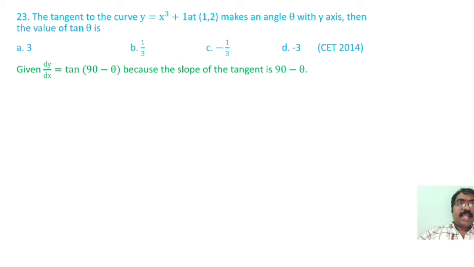Here we know that with respect to the x axis, dy by dx can be taken as tan of 90 minus theta, because the slope of the tangent with the x axis will be 90 minus theta. If I differentiate y equal to x cube plus 1, dy by dx will be 3x square. So we can write 3x square equal to cot theta, since tan of 90 minus theta converts to cot theta. At (1, 2), 3 into 1 square equals cot theta. So tan theta will be 1 by 3, which is option B.